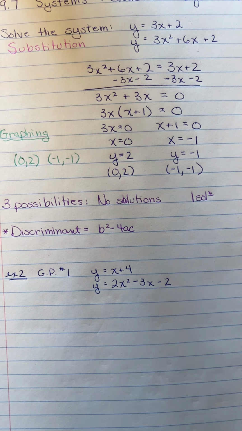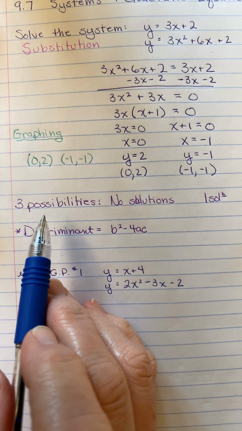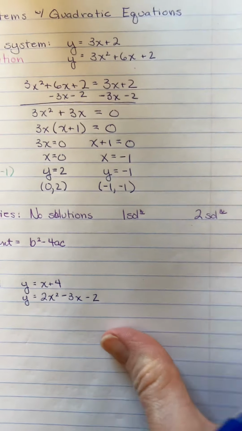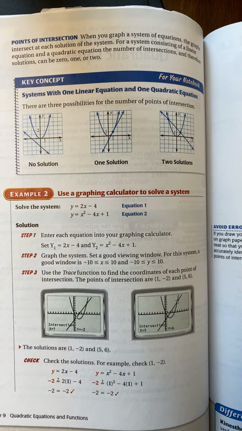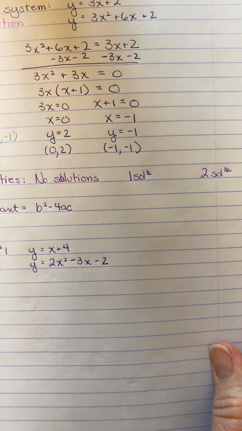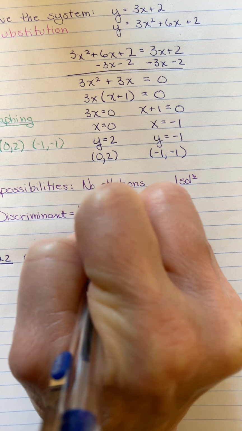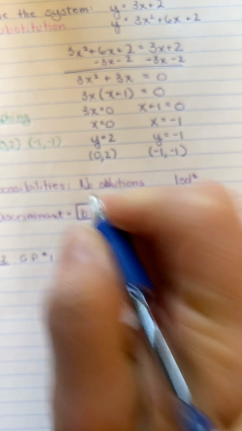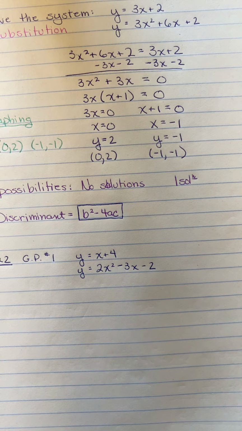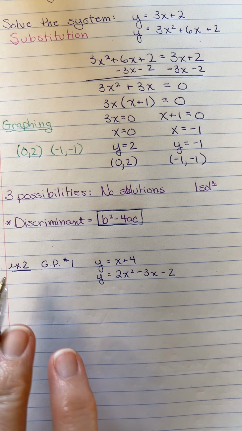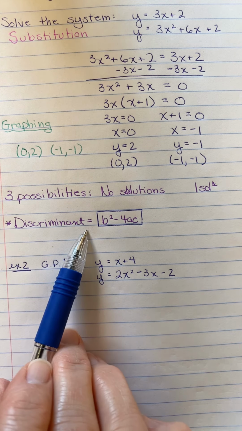So let's go back to this that we talked about. We had three possibilities. We could have no solutions, one solution, or two solutions. Remember this? What does this mean algebraically? Well, it has to do with this guy here in the quadratic formula, the b squared minus 4ac. Now, I mentioned this briefly in last week's video. This is called the discriminant.